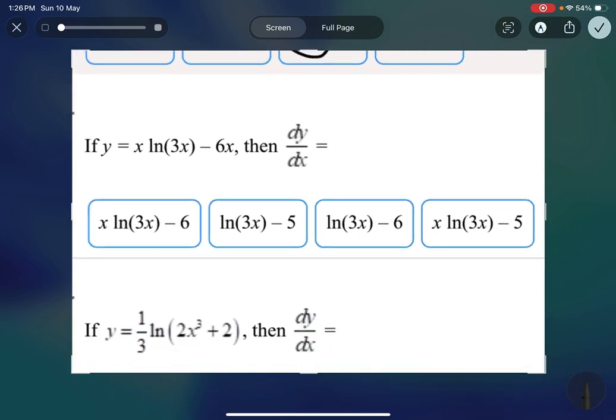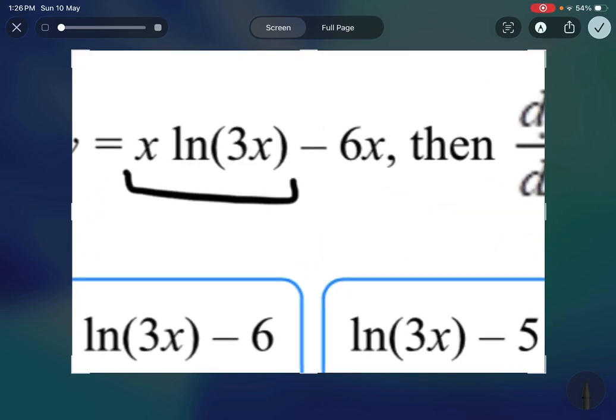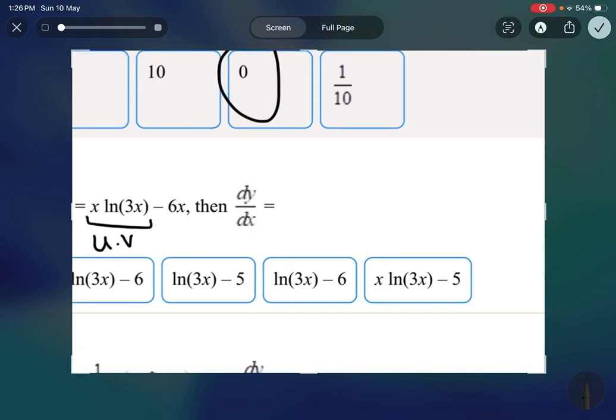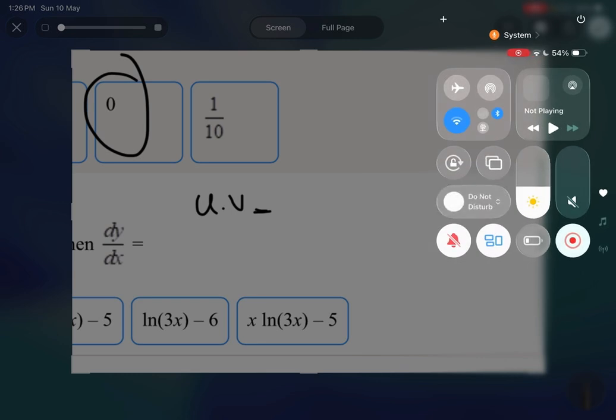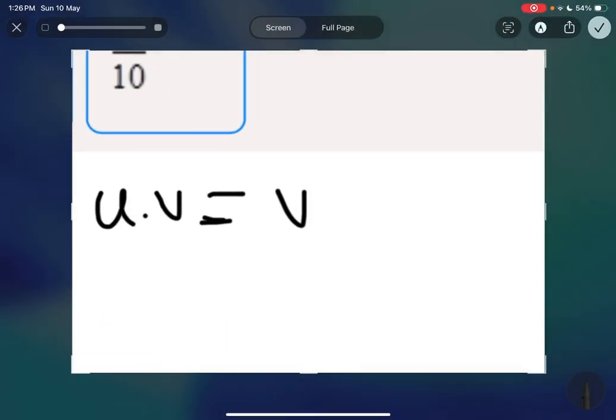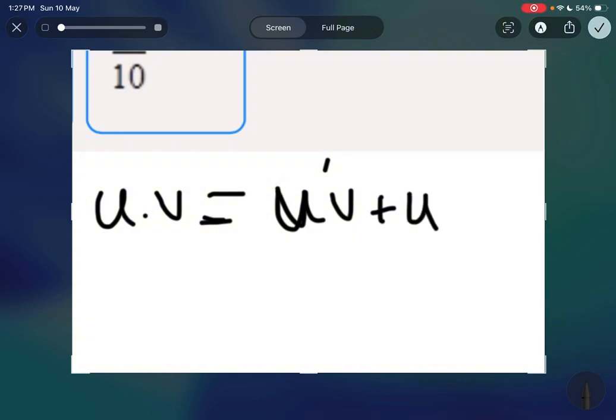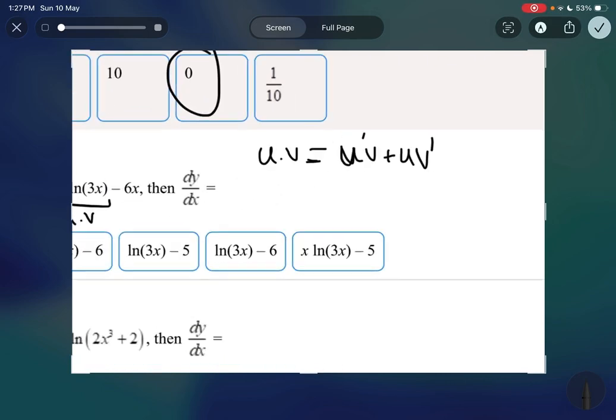Then for part B they said if y equals x ln 3x minus 6x, what is y prime? So here you know that this is u times v, right? The derivative of u times v is u prime v plus u v prime. Okay, so now let's do it.